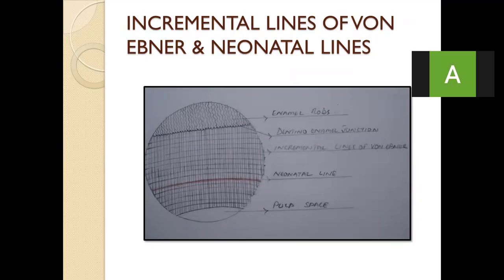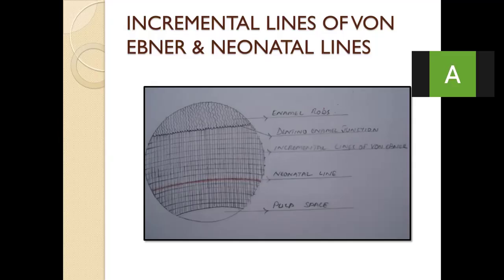The next are the incremental lines of dentin, called the incremental lines of von Ebner. Dentin formation is a rhythmic process with alternating periods of activity and rest. This cyclic process is registered as incremental lines which are perpendicular to the dental tubules. These are called the incremental lines of von Ebner.